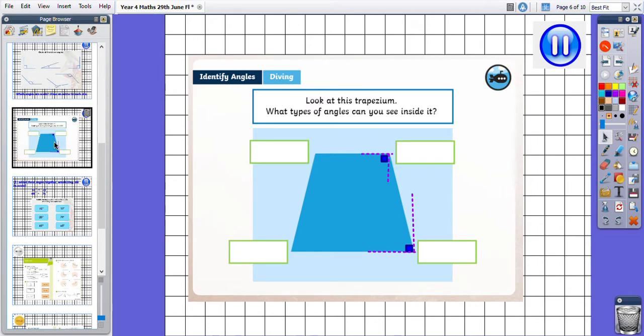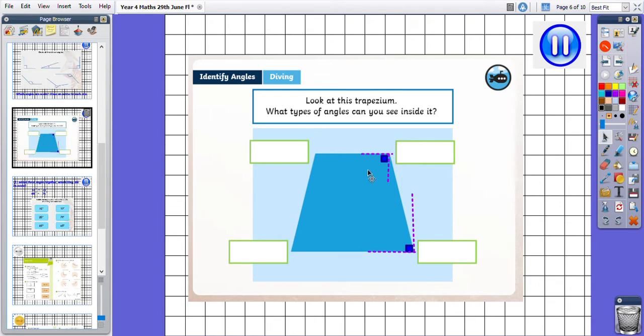Okay, bit trickier now then. Have a look at this trapezium. This is a 2D shape. What type of angles can you see in it? This trapezium has 4 angles: 1, 2, 3, 4. What are these angles? Are they right angles, acute angles or obtuse angles?